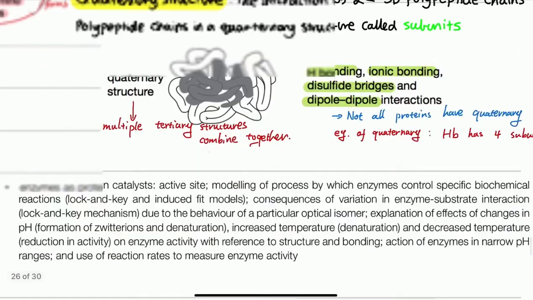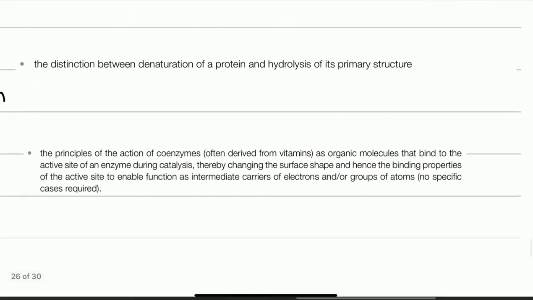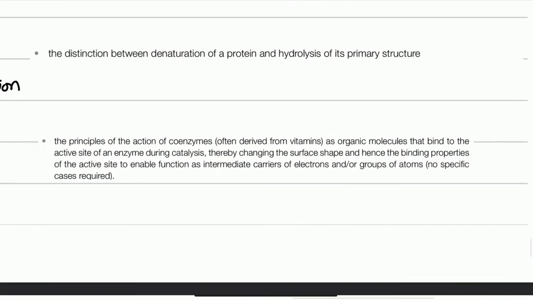And now will also be a good time to talk about the idea of coenzymes, which the study design dot point says are often derived from vitamins as organic molecules that bind to the active site of enzymes during catalysis, thereby changing the surface shape and hence the binding properties of the active site to enable function as intermediate carriers of electrons and or groups of atoms. No specific cases required.